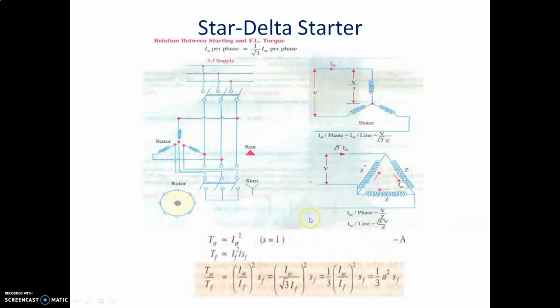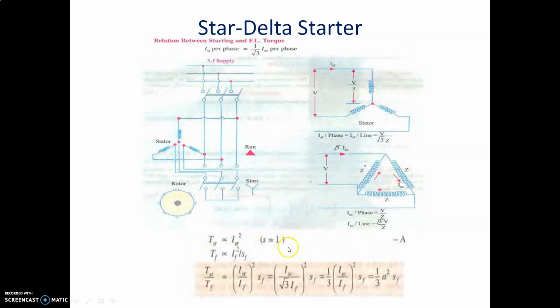With respect to the delta connection, the line voltage and phase voltage are the same. The voltage available across two lines and across any phase is the same, but the line current is different with respect to the phase current. The line current is root 3 times the phase current. These are very fundamental relationships you know. So with star connection, the phase current is going to be reduced by a factor of root 3.